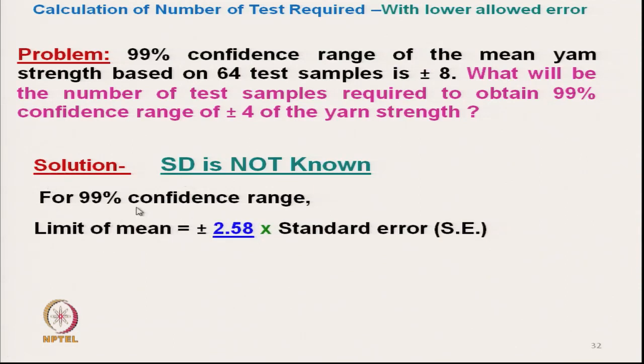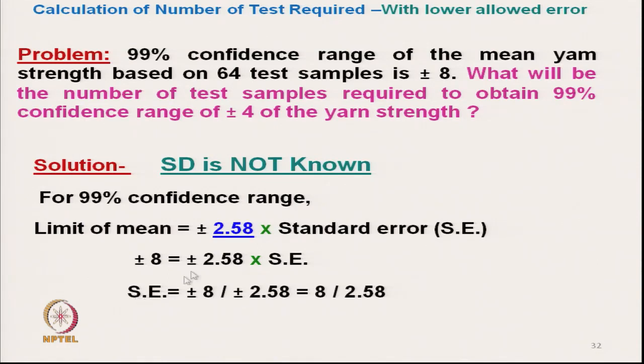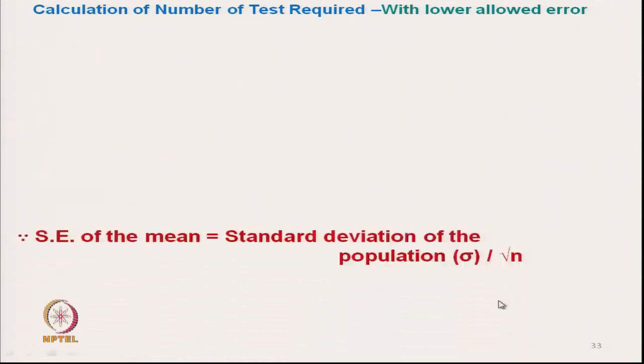So, for the 99% confidence range, what is the limit of the mean? Because it is 99%, as we have seen earlier, the t value is 2.58 multiplied by the standard error. So, what is the limit here? Plus minus 8 equals 2.58 multiplied by the standard error. And the standard error will be plus minus 8 divided by plus minus 2.58. So, the standard error is 8 by 2.58. This is the standard error of the mean.